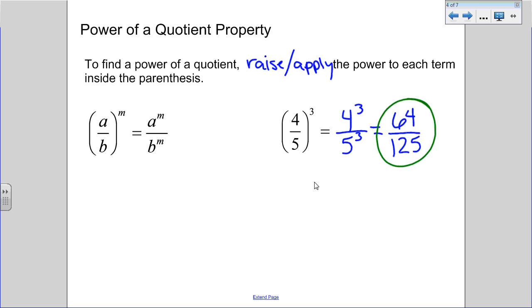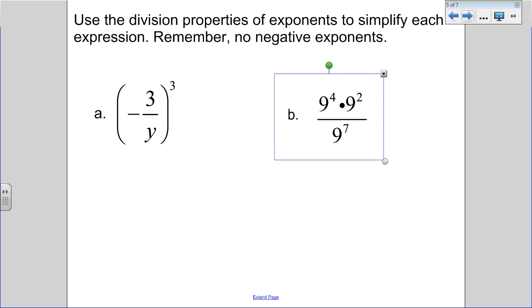Beautiful. All right. So ladies and gentlemen, let's work through some example problems together. The first one, we have this negative 3 over y raised to the third power. I don't like my negatives being out in front, ladies and gentlemen. I want to make sure it's either in the numerator or denominator. So I'm going to take this negative here and I'm just going to move it up with the 3. I like having it with some number. Otherwise, we tend to forget about it. That negative never actually gets raised to the power, and it does need to be.